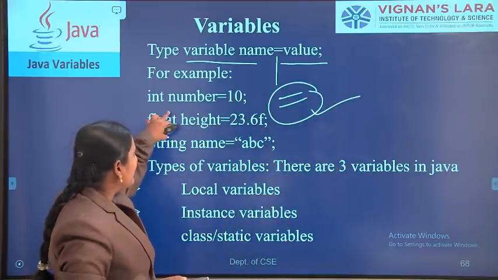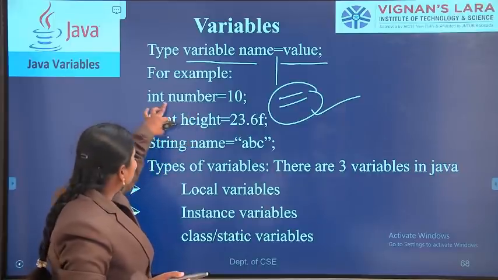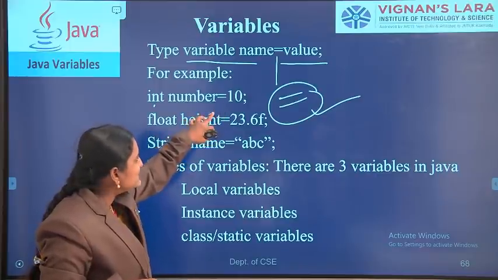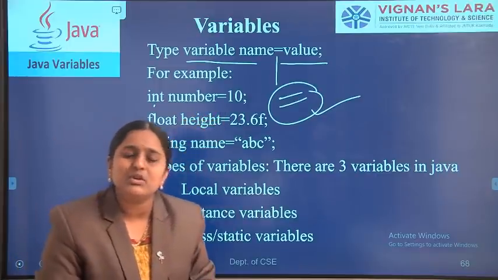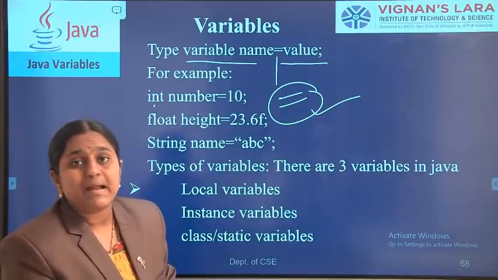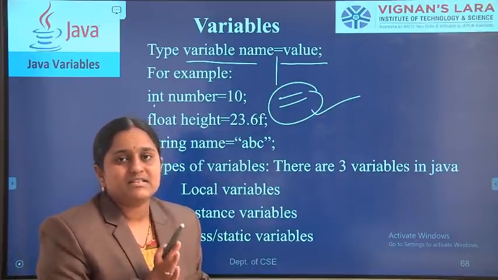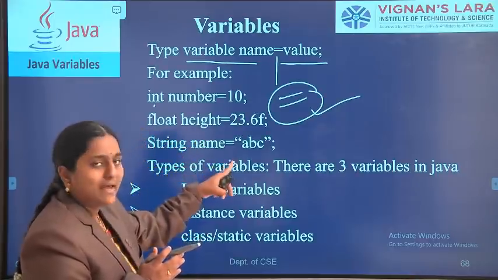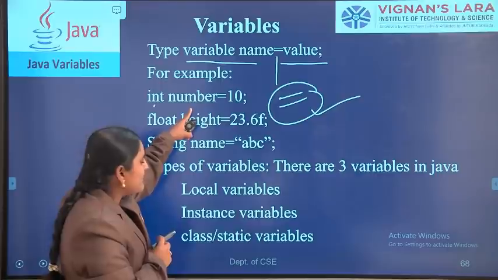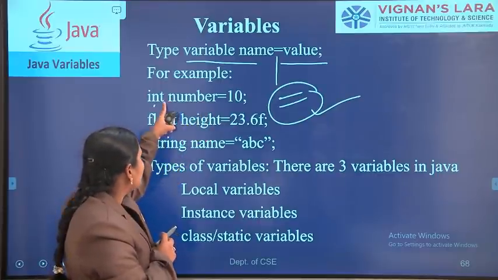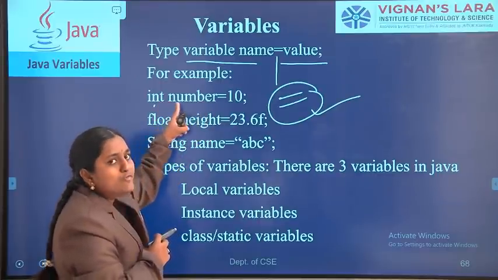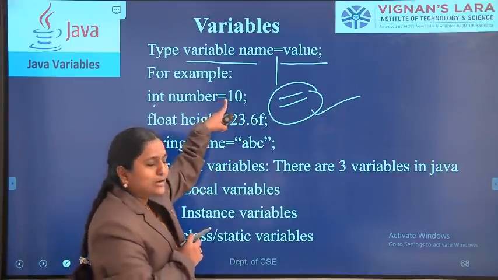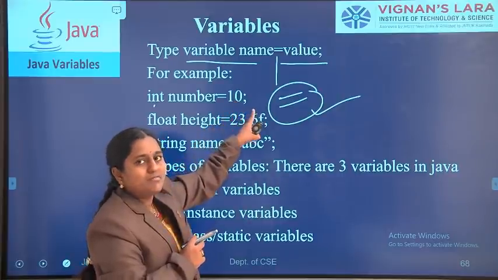For example, int number. Here int is the data type, and number is the variable name. In this statement, how can we assign a value to the variable? By using the assignment statement. The syntax is: type, variable name, equal to, value. Here the variable name is number. The number variable holds which type of data? Integer data type. We assign the value using the assignment statement, equal to. Here 10 is the value.